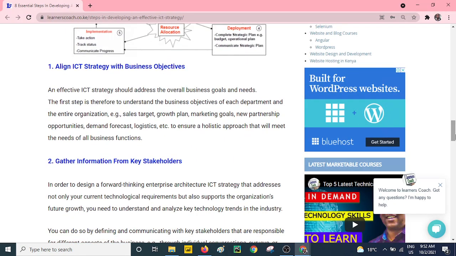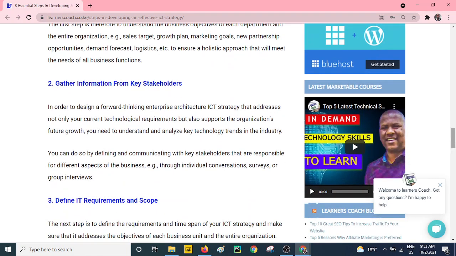So the first step towards developing an effective ICT strategy is to align the ICT strategy itself with the business objectives, right? An effective ICT strategy should address the overall business goals and needs. So it's very important to understand the objectives of each and every business function, be it within sales, marketing, and so on. Having noted that, you need to proceed to the second essential step: gather information from the key stakeholders. It's very, very important.